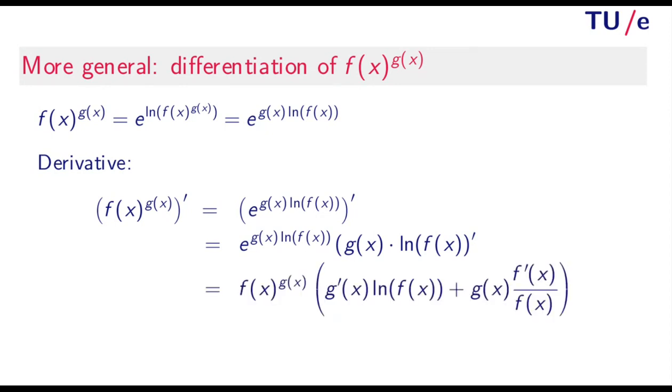Now this is then of course f(x) to the power g(x) times, and now the product rule applied to the second part, the derivative of g times the ln of f(x) plus g(x) times the derivative of the ln of f(x), which is of course 1 divided by f(x) times the derivative of f(x). So (f to the power g)' is equal to f to the power g times (g' ln f plus g times f' divided by f).